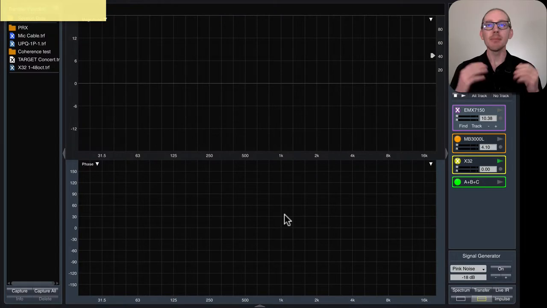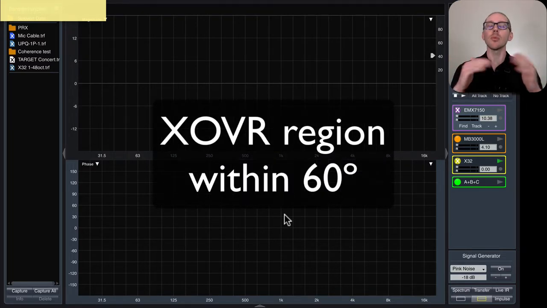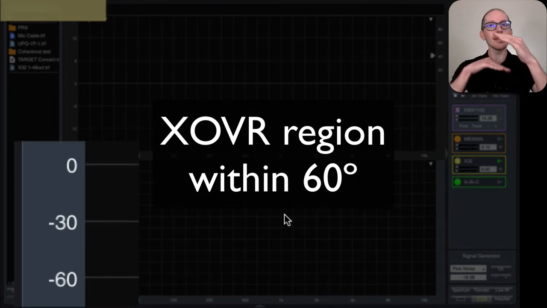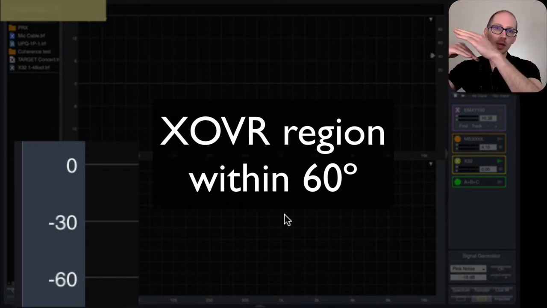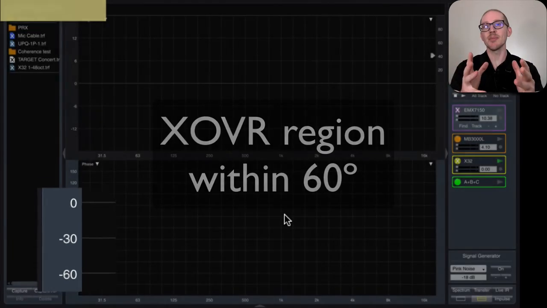So how do I know if my main and sub are phase aligned, and if I turn them on together, they're going to work well together? The easy way to verify this is to see if, through the crossover region, they are within 60 degrees. As long as the main and the sub are within 60 degrees in their phase trace through the crossover region, you will get summation.